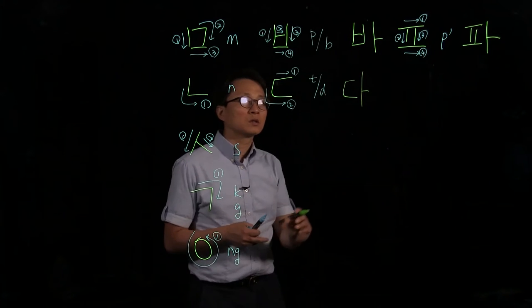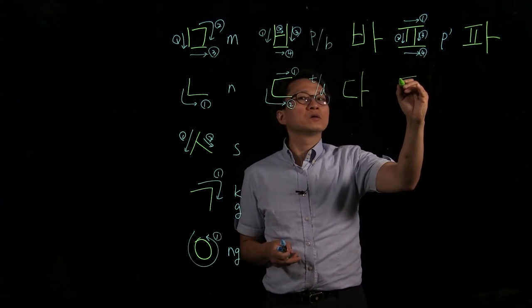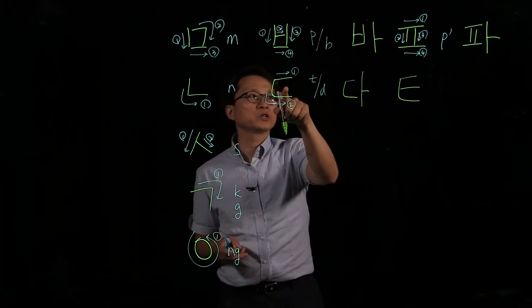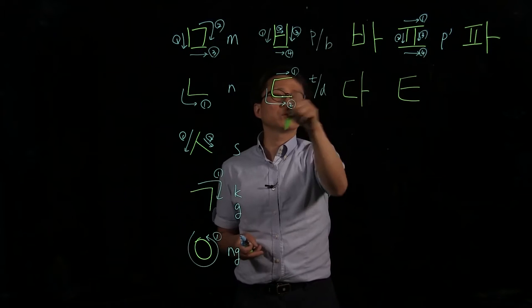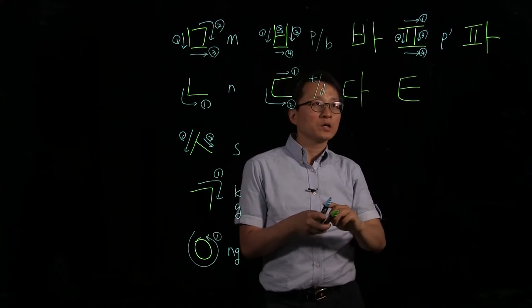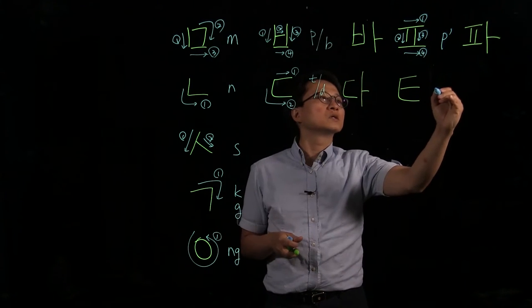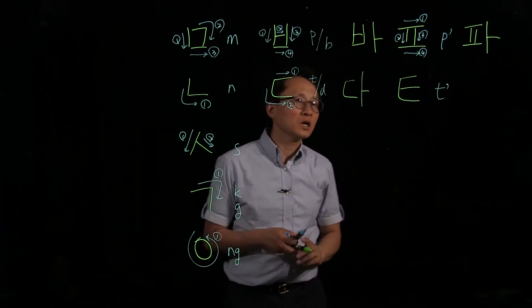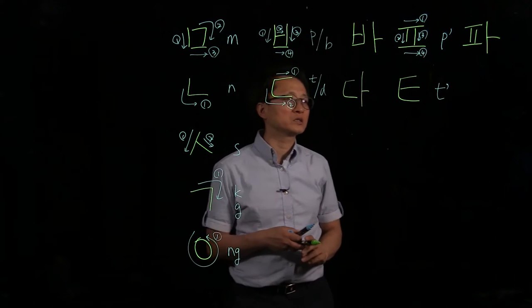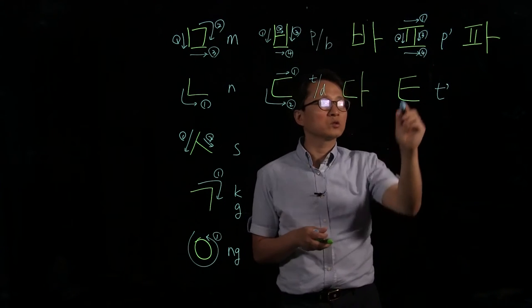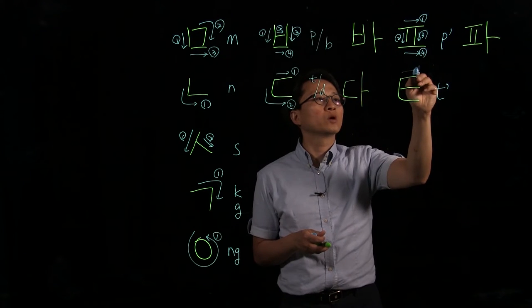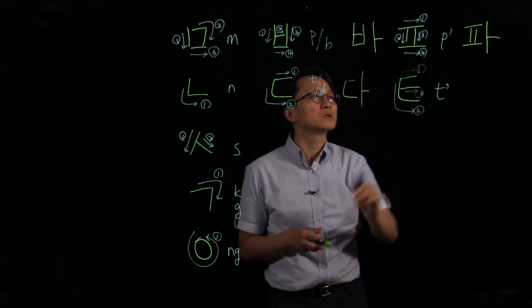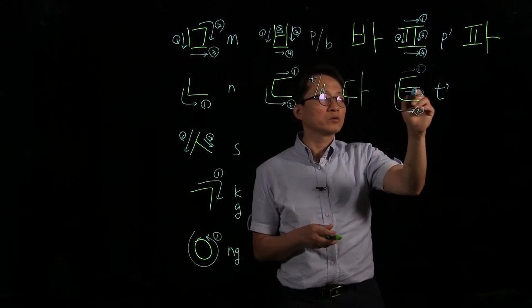And if we add one more line here, so here to here, I just added one more line. Its sound value is a strong T sound. So I put an apostrophe as I did here. T, t, something like this. The stroke order is 1, 2, 3. And some people write 1, 2, 3, that is fine too.